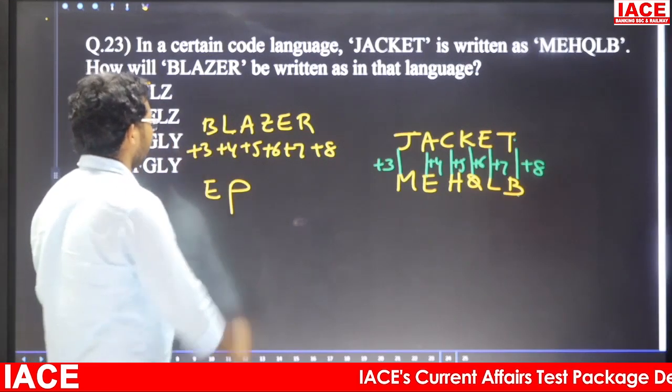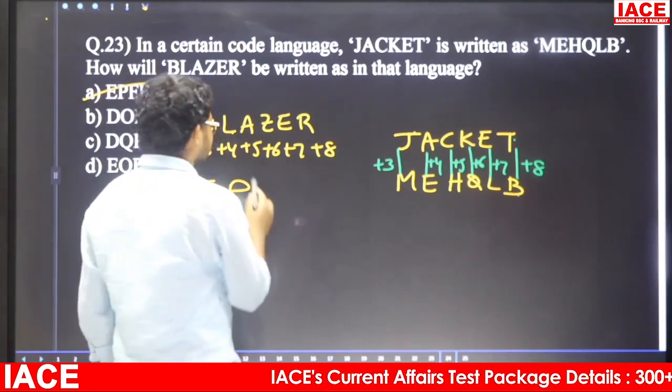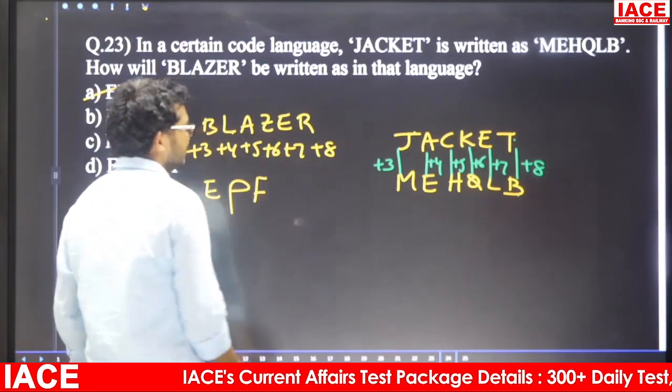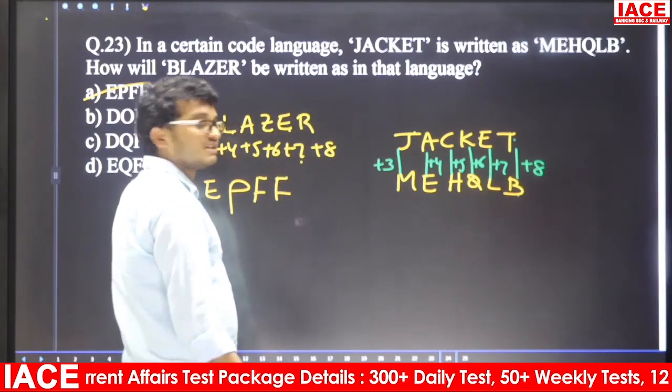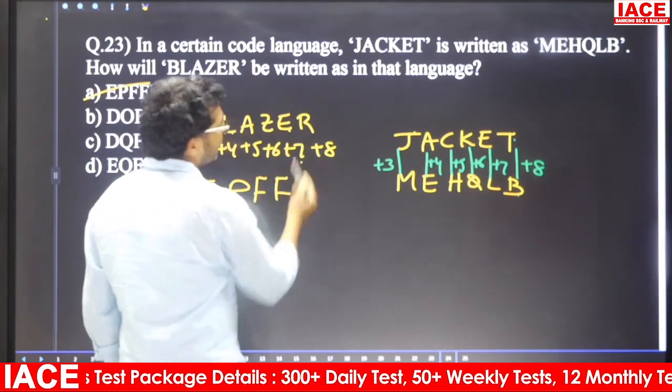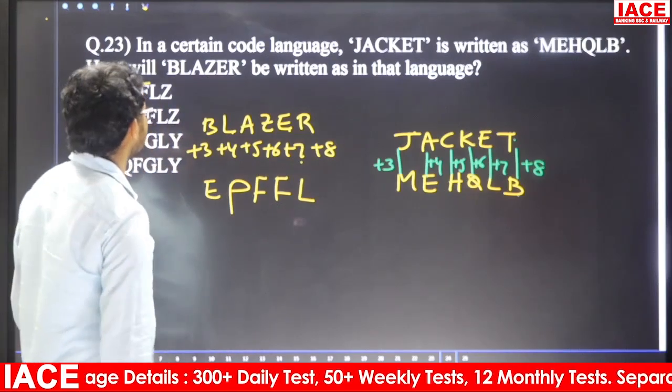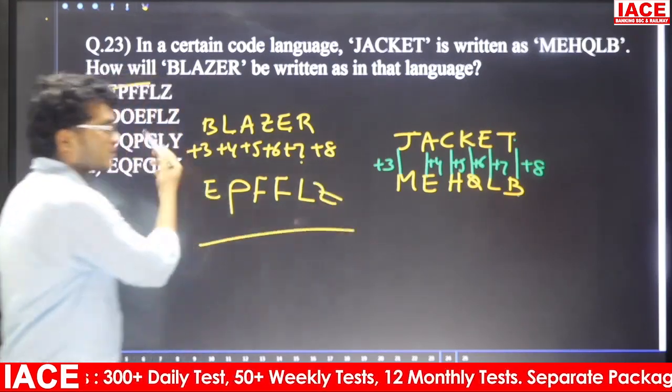If you want the remaining, A plus 5 is 6, 6 means F. Now Z plus 6 is again F. Next E plus 7, 7 plus 5 is 12, 12 means L. Next R is 18, plus 8 is 26, Z. So the answer is option A.